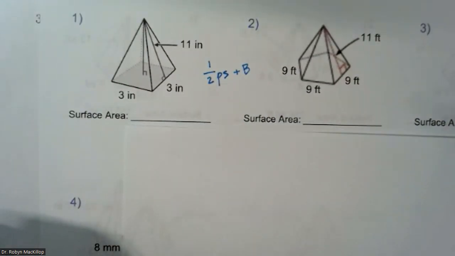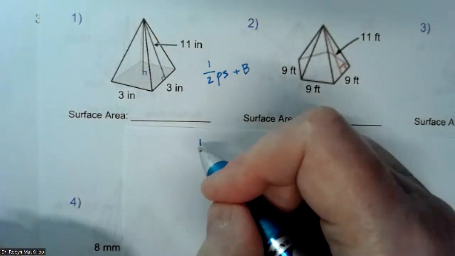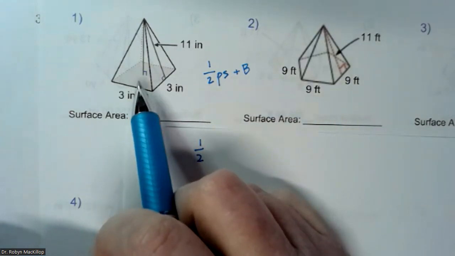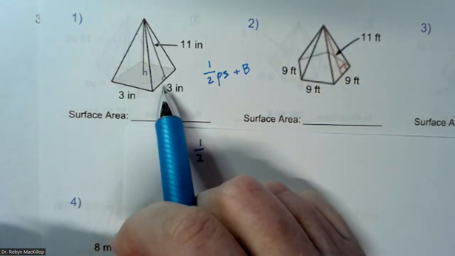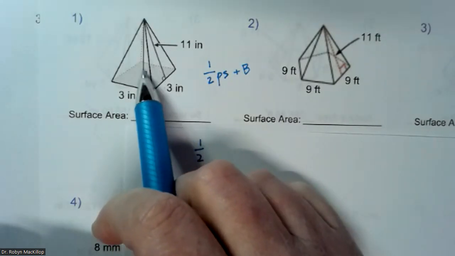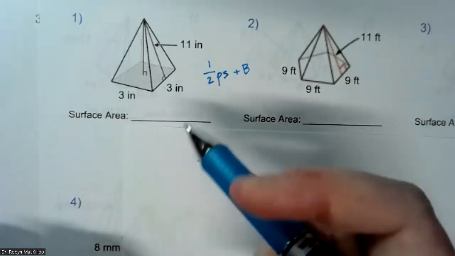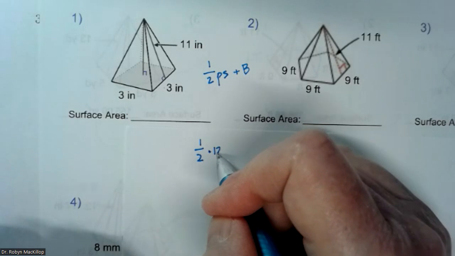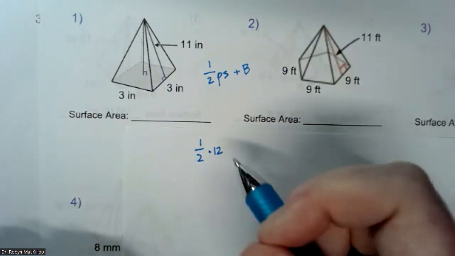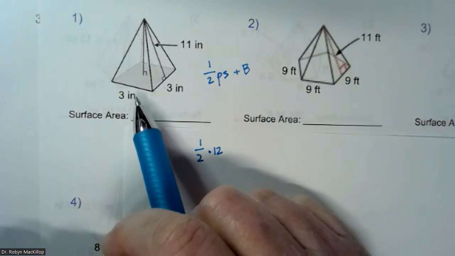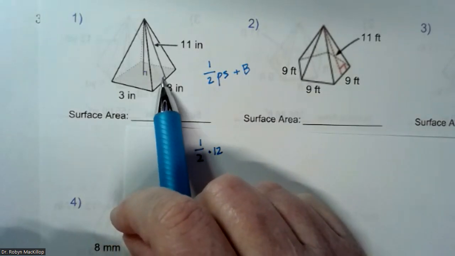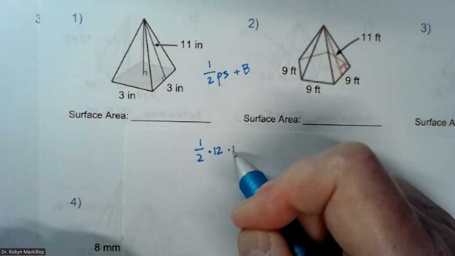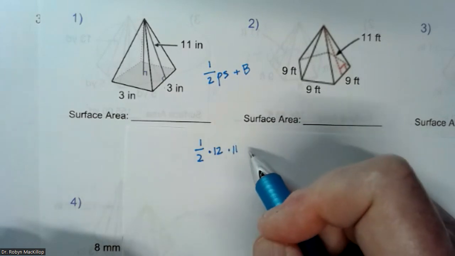All right, we have got 1/2, that's just part of the formula, the perimeter. So we've got a square happening here. 3 plus 3 plus 3 plus 3. Our perimeter is going to be 12. You're just adding up the sides to find a perimeter. And then side, oh, they give us a side. We don't have to do the Pythagorean theorem. 11 inches. So that's the first part of our formula.